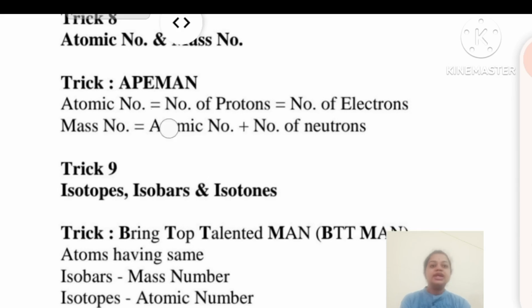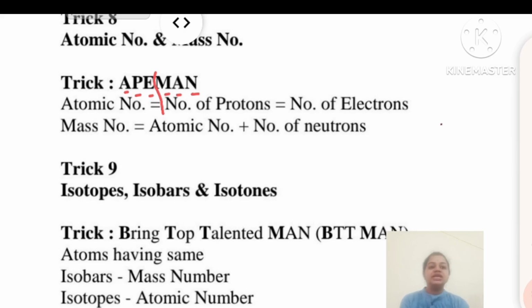Then, atomic number and mass number. You can remember it as A man. A for atomic number, P for number of protons, E for electrons. M is for mass number, A is for atomic number, N is for number of neutrons. Totally, you have to remember it as A man. You can remember both atomic number and mass number definitions.